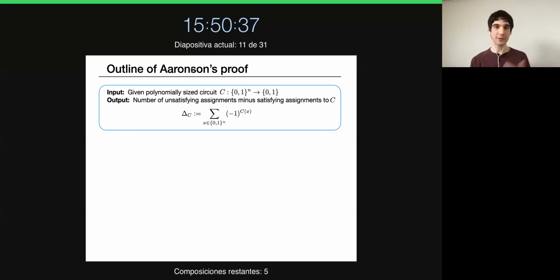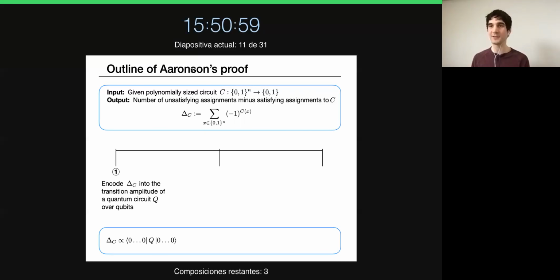For some technical reasons, we're actually going to be calculating this quantity delta C, which is the number of unsatisfying assignments minus the number of satisfying assignments. But clearly, if you could calculate delta C, then you could calculate the number of satisfying assignments and you'd be fine. So the goal is we're going to start with this and encode delta C into some permanent. And it's going to go in 3 steps.